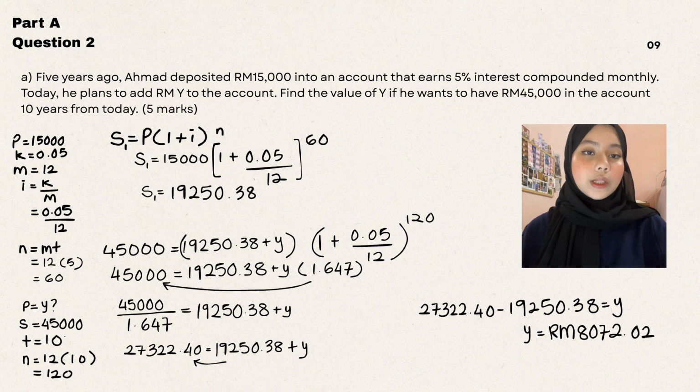Lastly, 27,322.40 minus 19,250.38 equal to RM 8,072 ringgit and 2 cents.